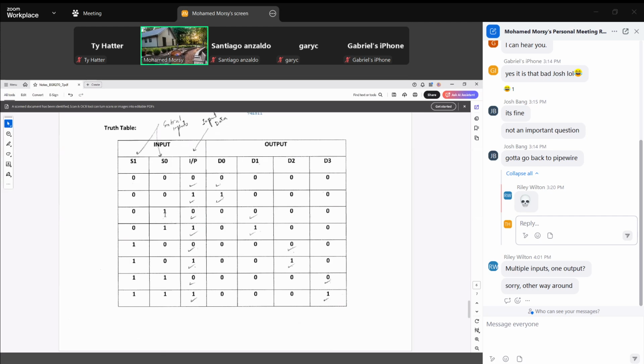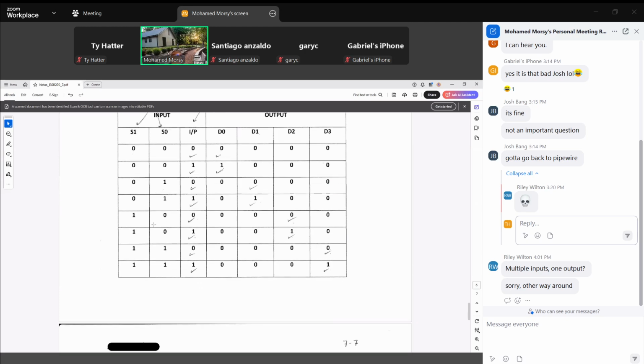If we have S0 is 1 and S1 is 0, we talk about D1. So if the input is 0, D1 is 0. If the input is 1, D1 is 1. 0, 1 means we talk about D2. So if the input is 0, D2 will be 0. If the input is 1, D2 is 1.